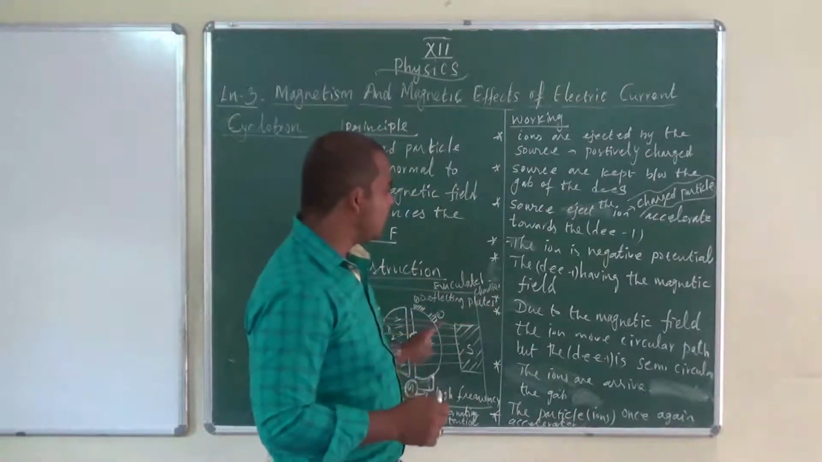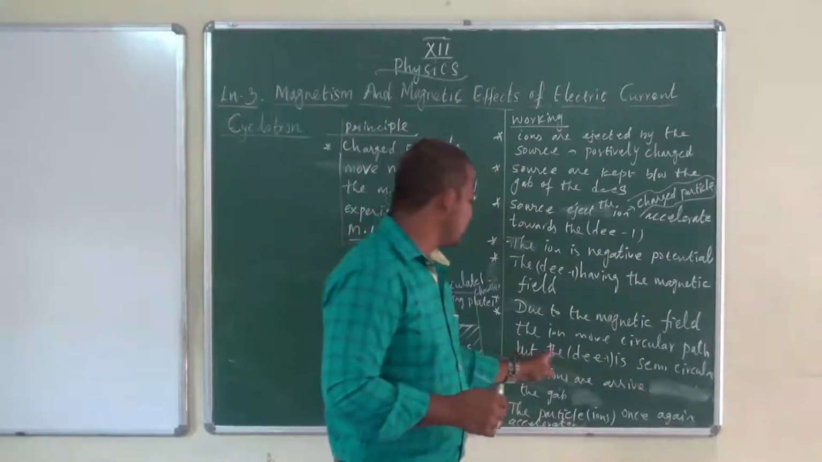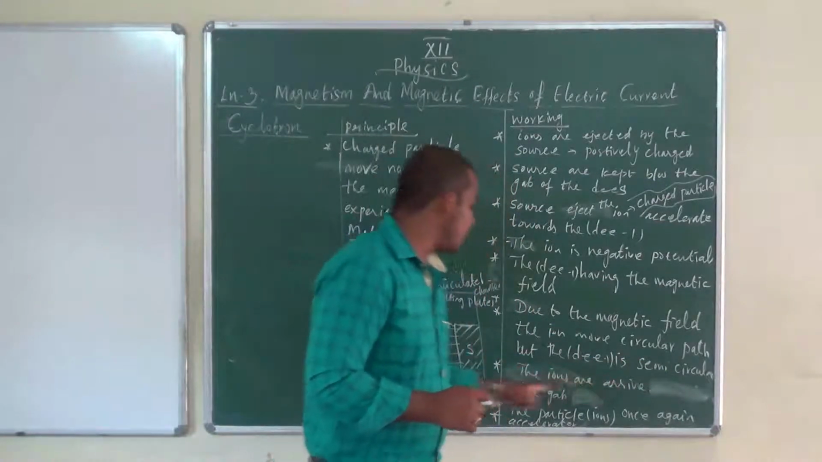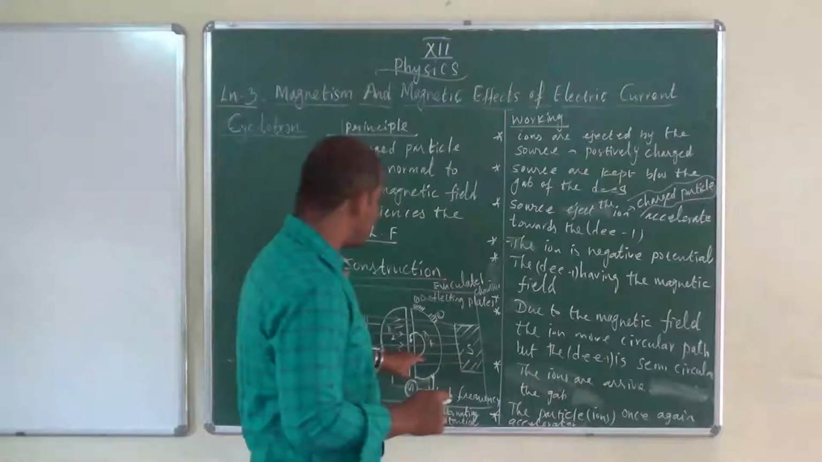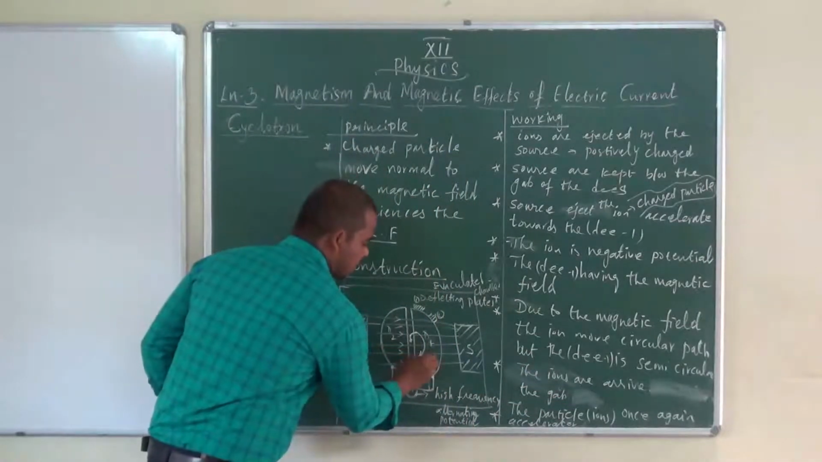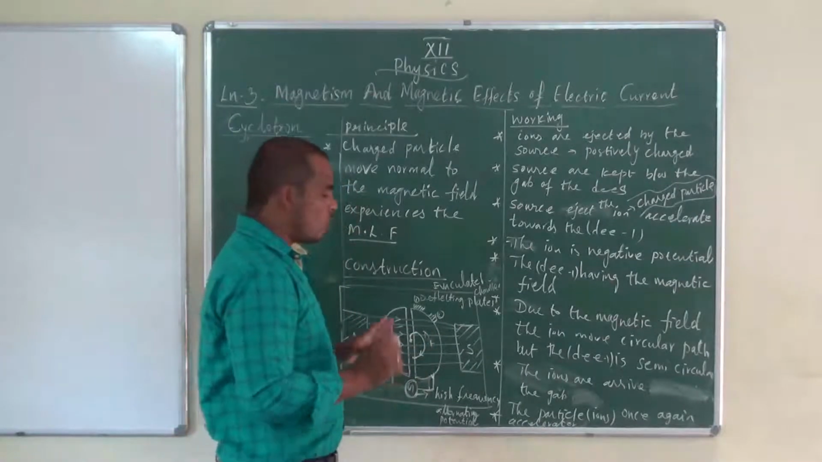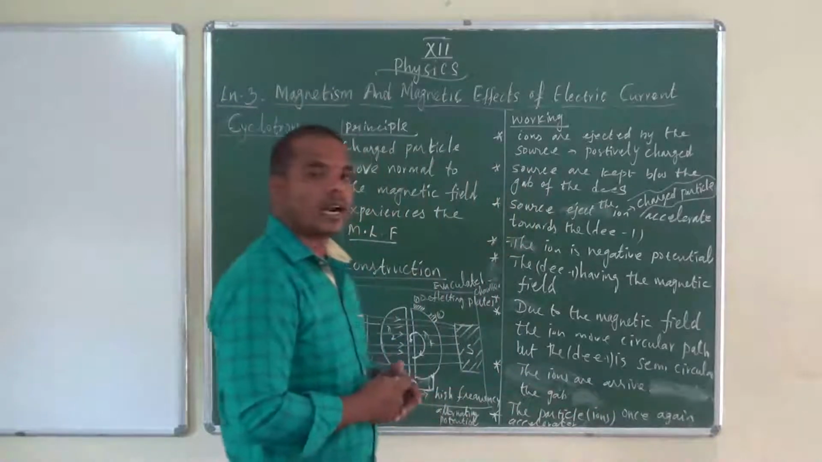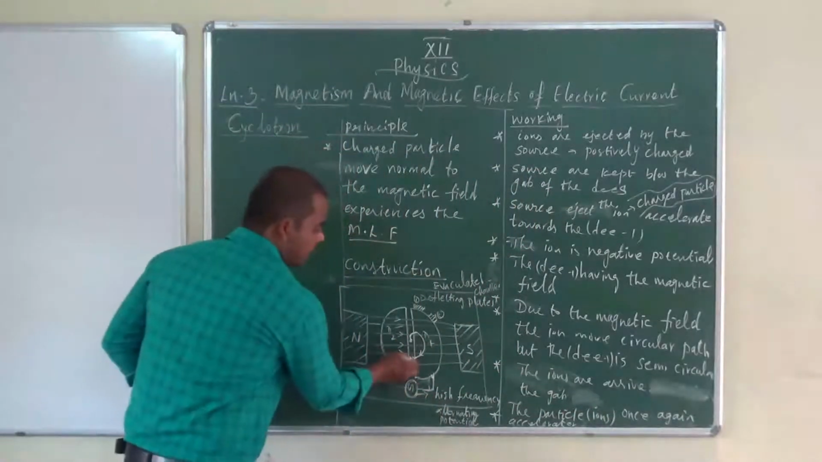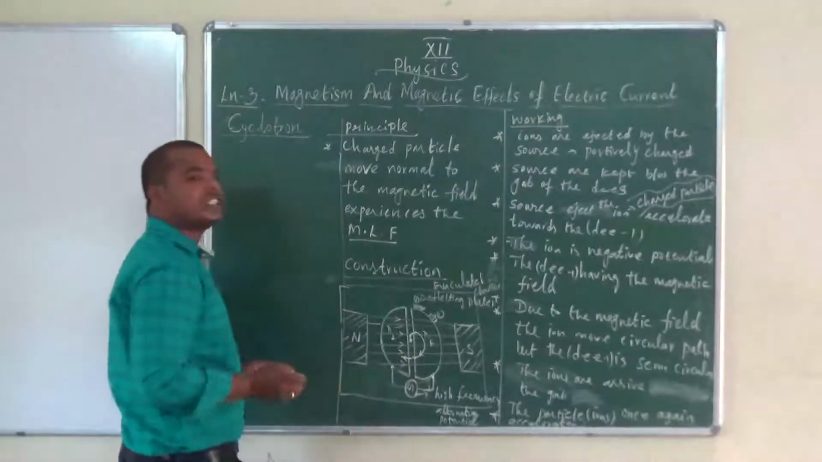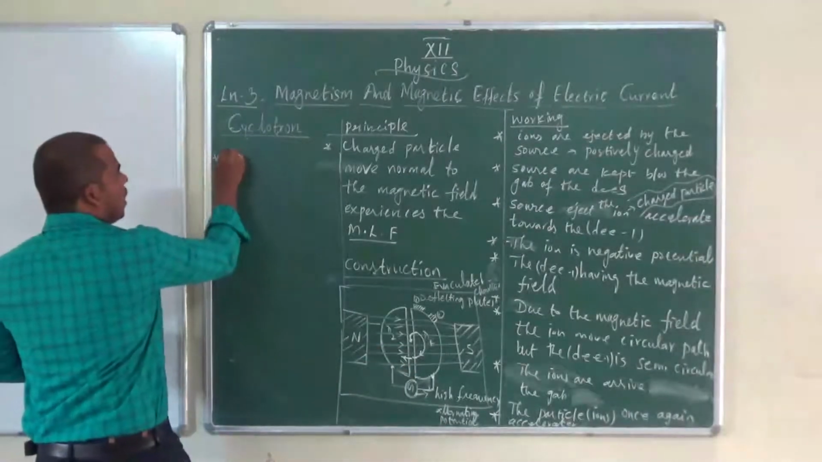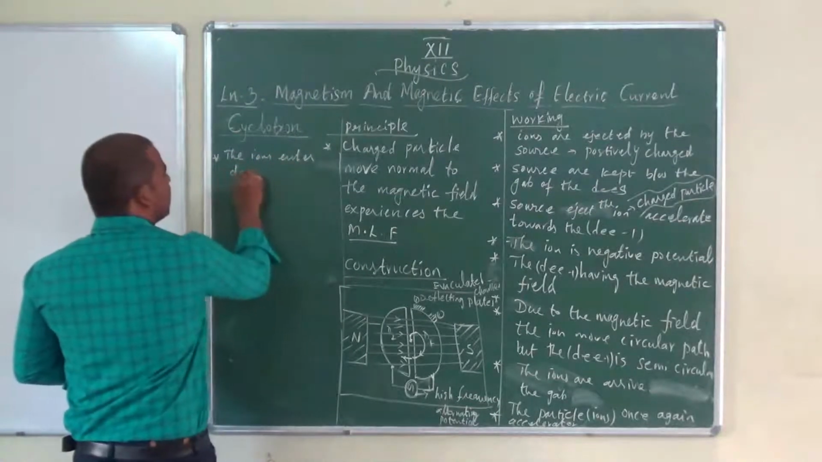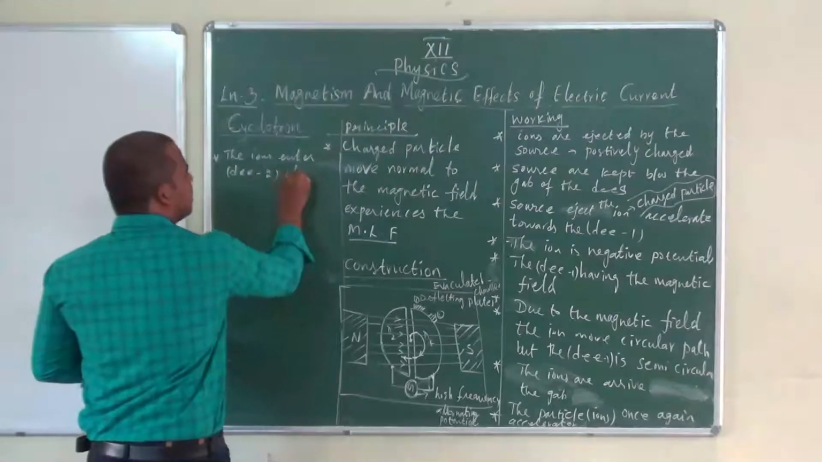D1 has the magnetic field. Due to the magnetic field, the ion moves in a circular path. But the D is a semicircle, so the ion arrives at the gap and stops. So once again we can accelerate the ions. The particle enters the other D, but the potential changes. The ions enter D2, and the potential is changed.